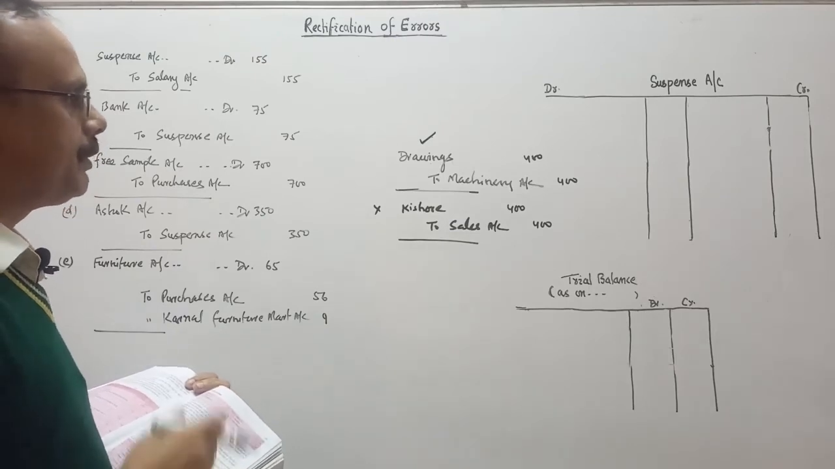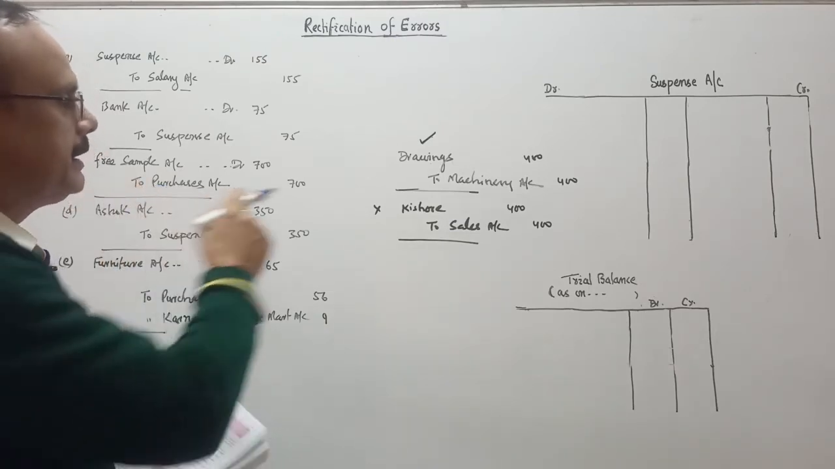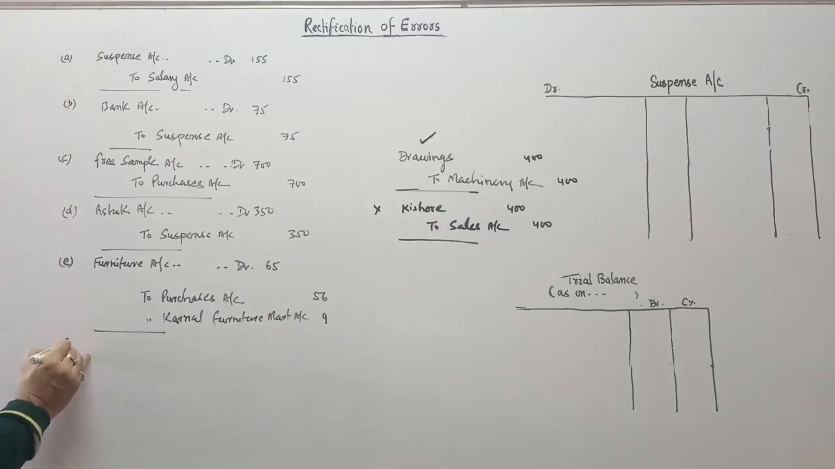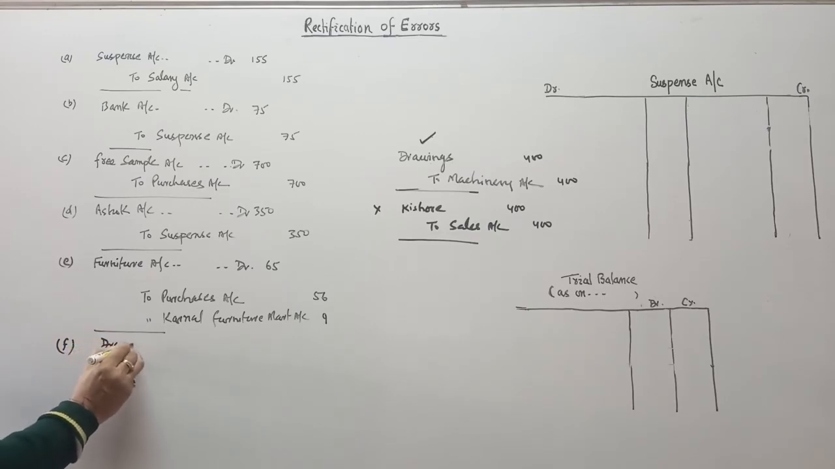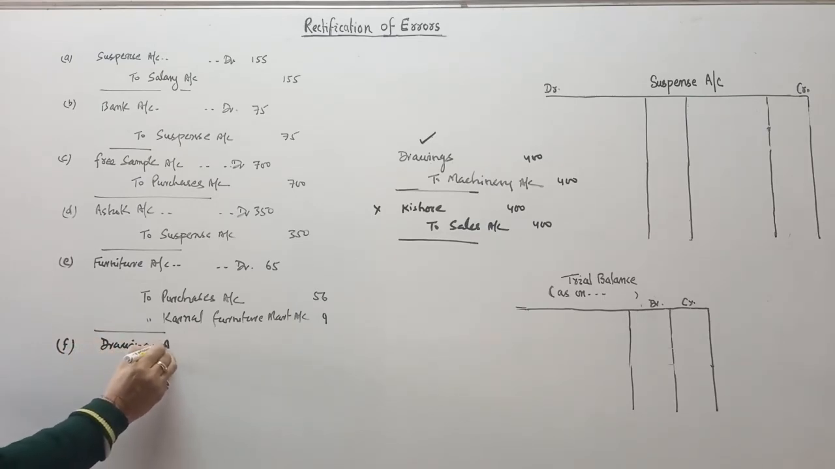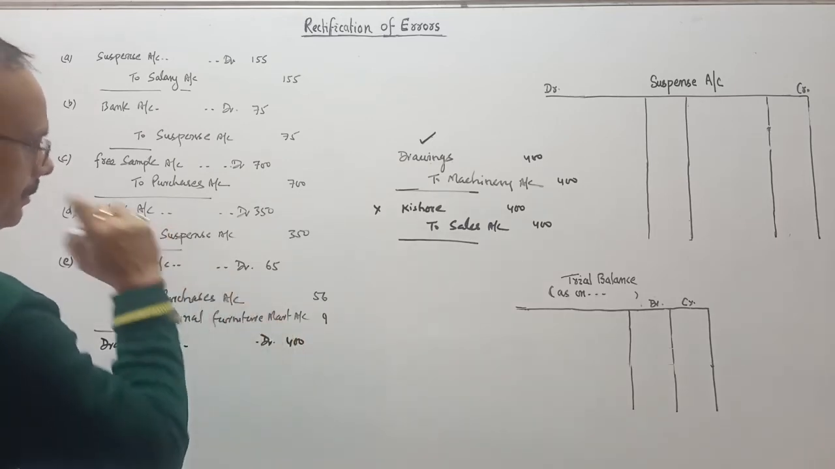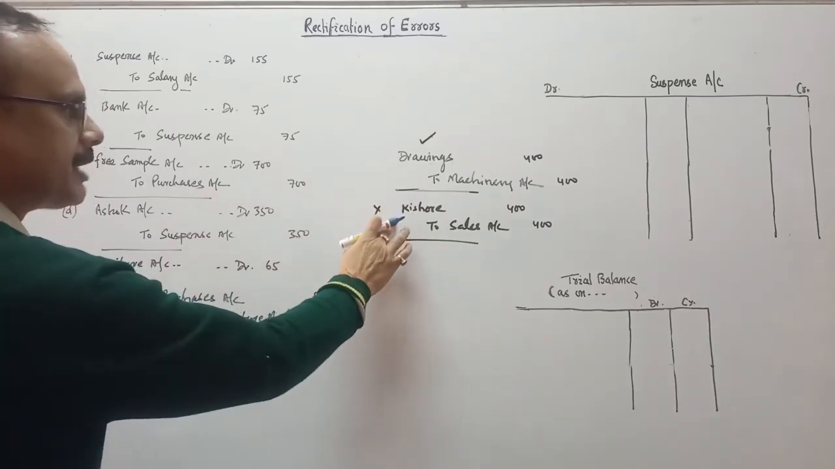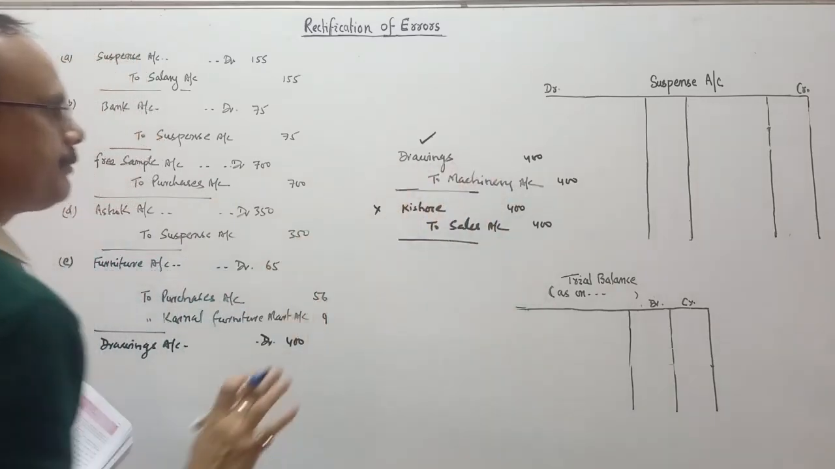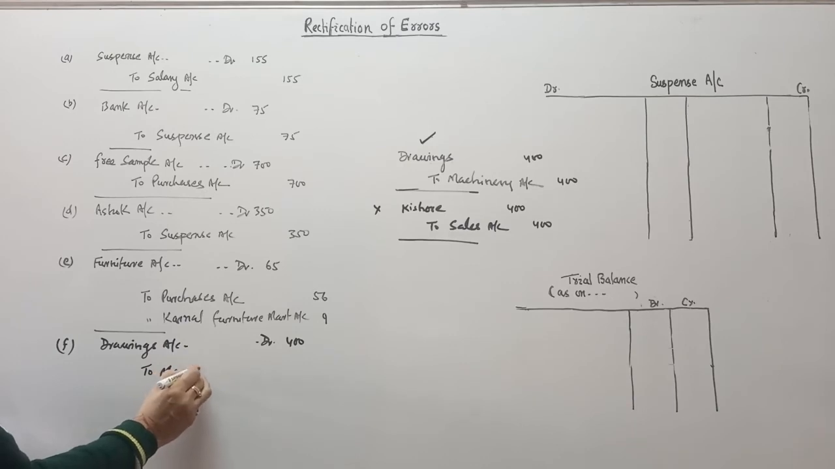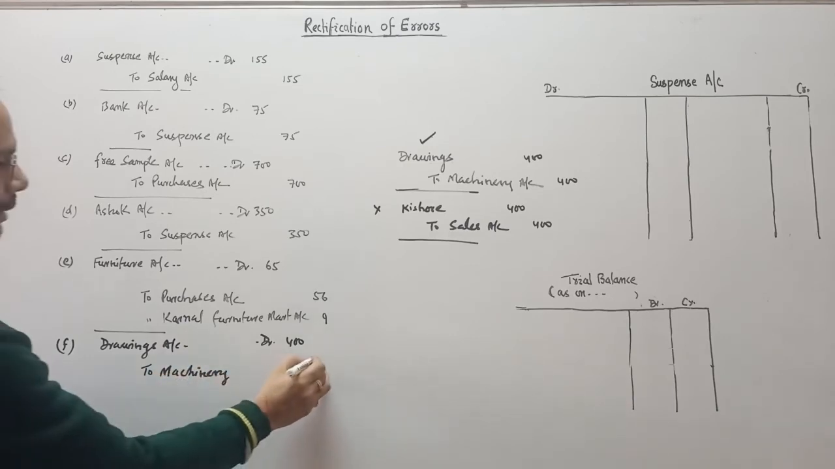So first of all, what we will do is record the correct entry. The drawings account will be on the debit side, so we have to write the drawings account in the debit by 400. Because of this error, the trial balance will match, because every debit has a corresponding credit with the same amount. Okay, and machinery will be credited. Machinery will be credited by 400.